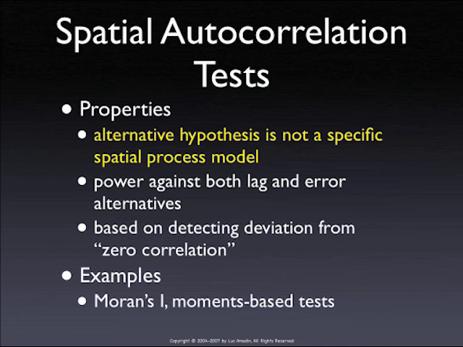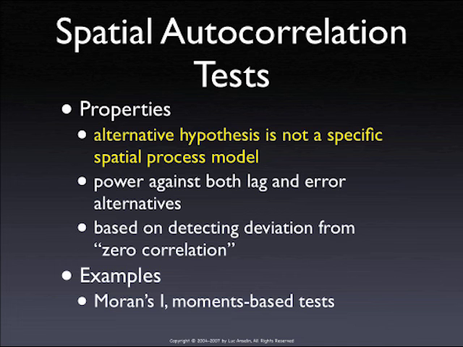Moran's I is an example. It's a moments-based test, moments being cross products of residuals, things like that. In the absence of autocorrelation, those cross products of residuals should not show any systematic pattern. That's the rationale behind these tests.